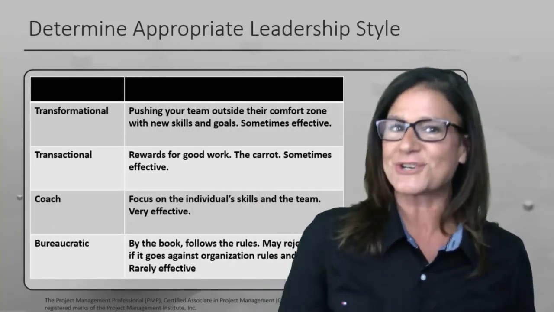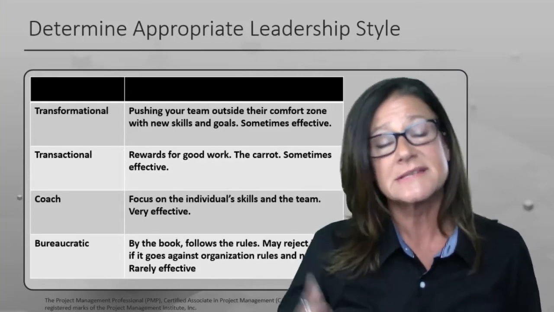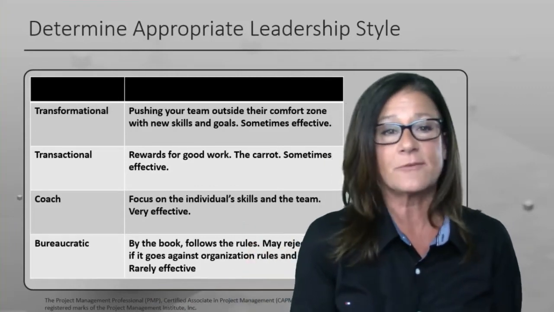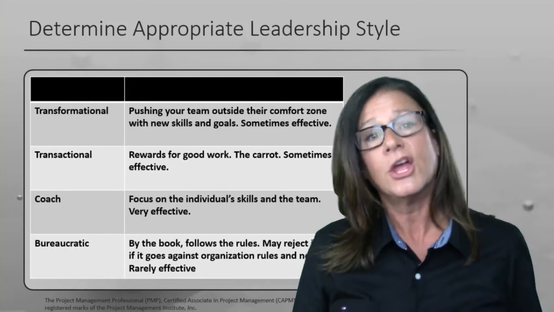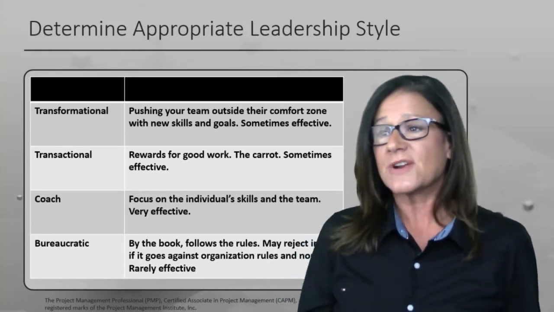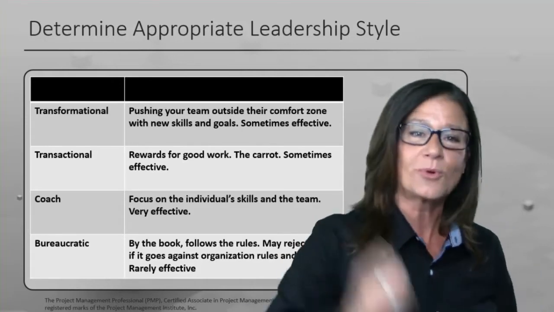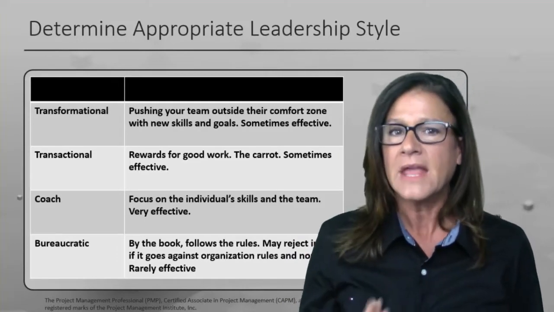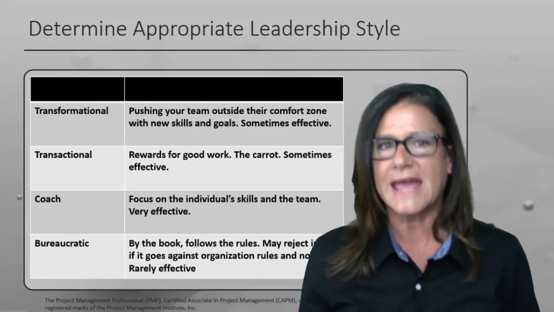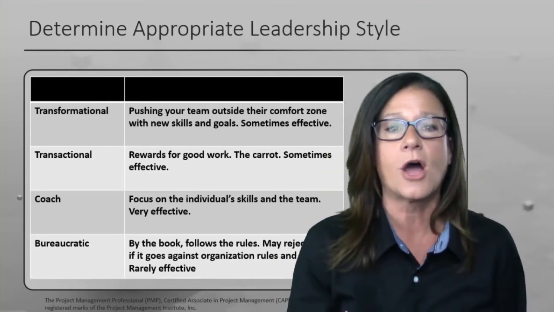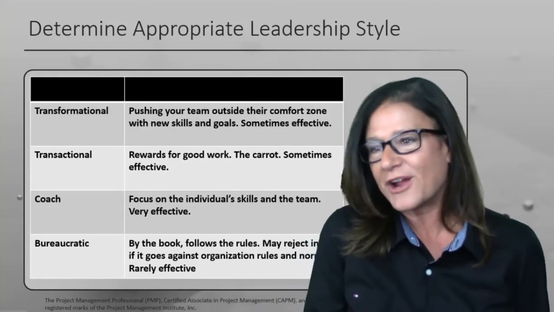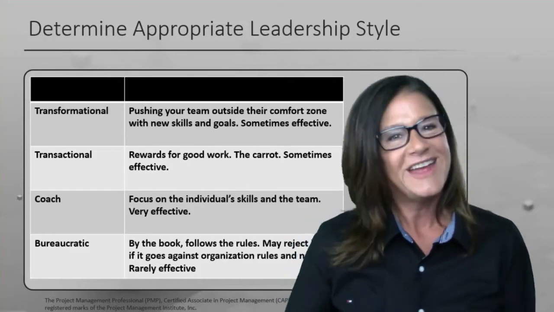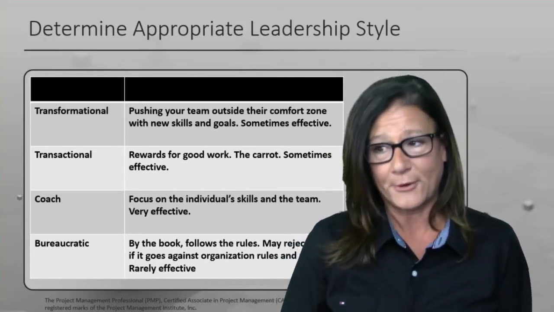Transformational. Some project managers like to push the limits of their team's capabilities, push them out of their comfort zone, and give them new skills or higher goals. This is sometimes effective, but with our high-performing team asking for more training, transformational leadership might be the best case there. Transactional. This is the carrot. This is, here's your reward for being awesome. Sometimes it's effective, but sometimes your team might expect it, and therefore they're then demotivated if they don't get it. So you want to set really good expectations and let them know, hey, if you do this, you get this. Coaching, that's my favorite. Focus on the individual skills, the team, help them elevate and get where they need to go. It's a very effective way to interact with your people.